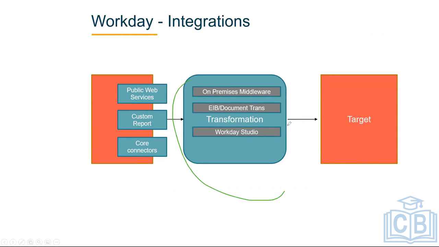And either you can use on-premise middleware, the EIB, document transformation, or the Workday Studio to combine the bulk. And then the data would be sent to the target. And the target in this case would be the external systems.